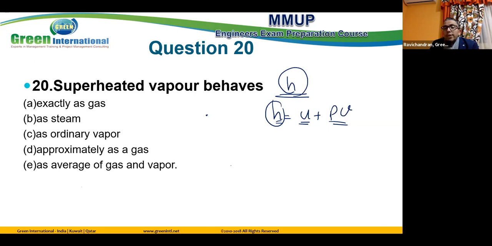Enthalpy for steam or water comes from tables and charts. But in the syllabus for gases, we have a direct equation. Enthalpy is a direct function of temperature. So if you know the initial temperature and the final temperature, you can get enthalpy in and enthalpy out. This is for gases.